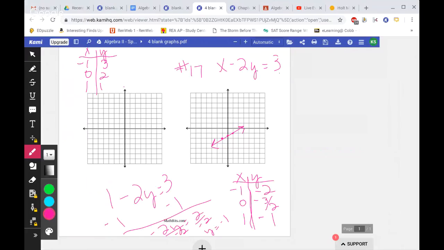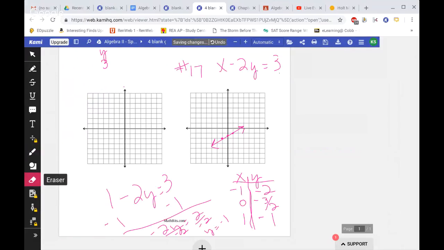Did everybody get number 17 written down? May I erase it? How about if I leave up the XY table and just erase my work that's down here?